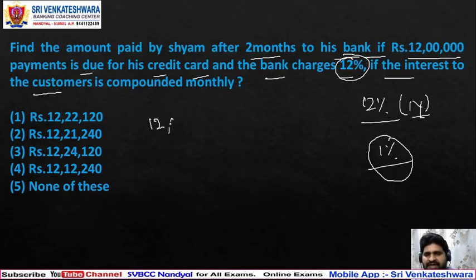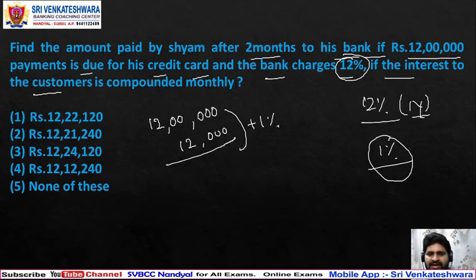Let's take 12 lakhs first. So this is 12 lakhs. In the first month we'll pay 1% on that amount. What is 1% on this? I have to remove two zeros. If I remove the two zeros, what do I get? 12,000 from the 12 lakhs. So 1% gives me 12,000.